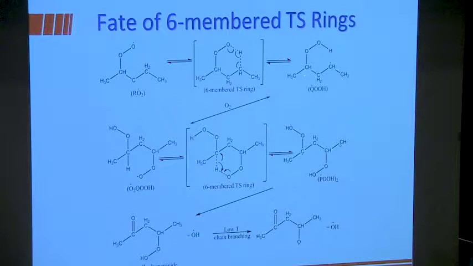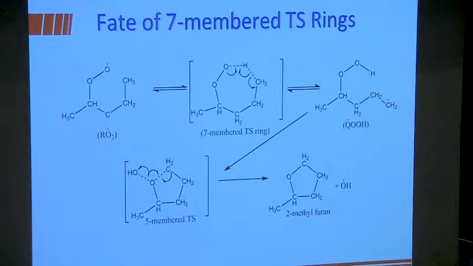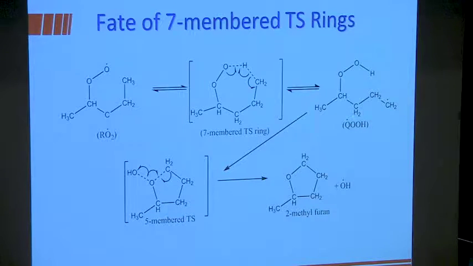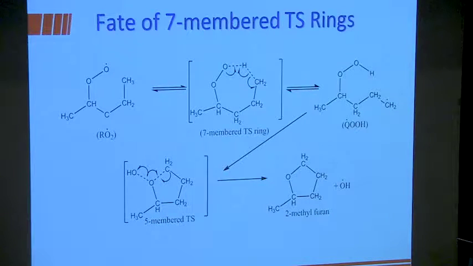Okay, and this is just illustrating that 6-membered rings go on to chain branching. But with 7-membered rings, here we have an example of a 7-membered transition state ring. We get the hydroperoxy alkyl radical, and that hydroperoxy alkyl radical has a relatively facile 5-membered transition state ring leading to a cyclic ether plus OH. Why don't I talk about 8-membered transition state rings?